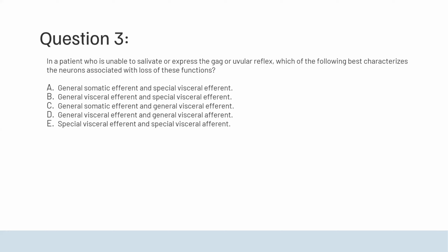So let's look at that here. Salivation is through the inferior salivatory nucleus, which is classified as a general visceral efferent. And then the supply to the pharyngeal muscles, the pharyngeal arches of the pharynx and larynx, which are involved with this uvular reflex, are through special visceral efferents. So remember, anything to do with pharyngeal arches is special visceral. Anything to do with parasympathetic is general visceral. So because of that, salivation is general visceral. The gag and uvular reflex are through the special visceral. Does that make sense?